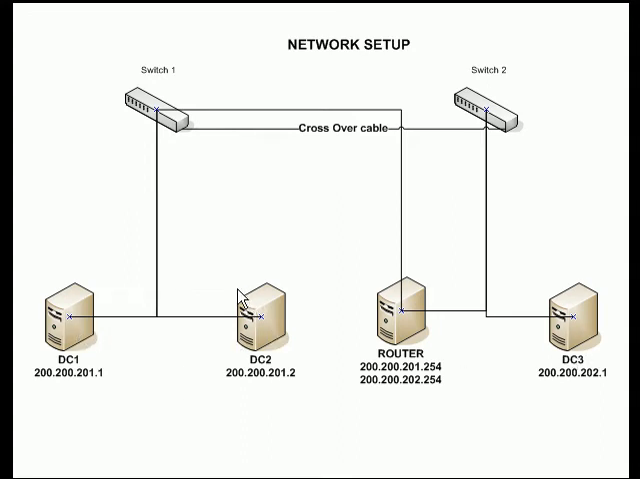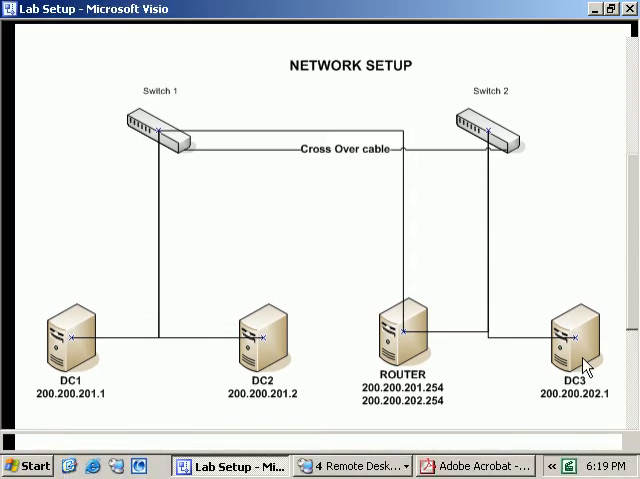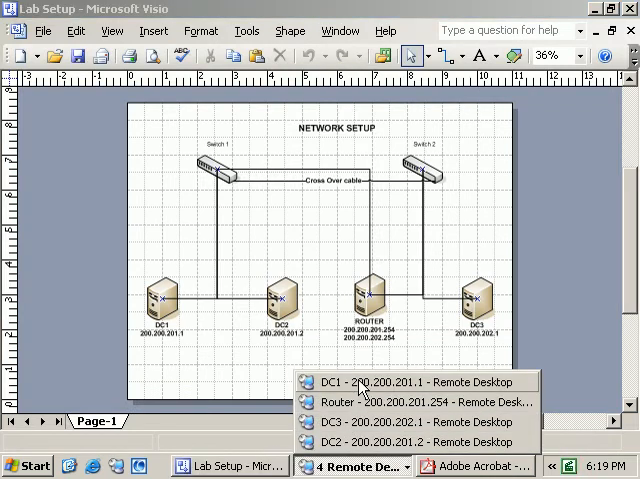So what we're going to do next is install Active Directory on DC2, configure the router, and make sure that we can ping from DC3 to DC1, and then go ahead and install Active Directory on DC3 as well. So let's check our progress over here on DC1. Let's see how far we are done.